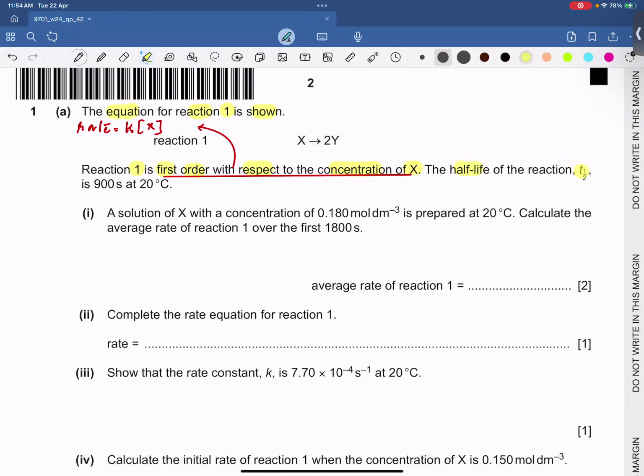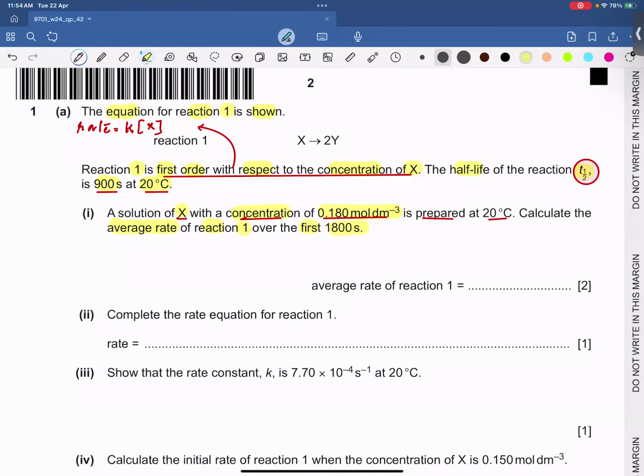The half-life of the reaction is 900 seconds at 20 degrees Celsius. All right, that's very straightforward. The half-life of the first order reaction is already given, which is 900 seconds at 20 degrees Celsius. A solution of X with a concentration of 0.18 mole per dm cube, prepared at 20 degrees Celsius. Calculate the average rate of reaction 1 over the first 1800 seconds.